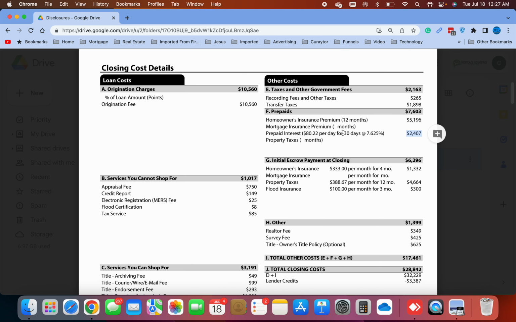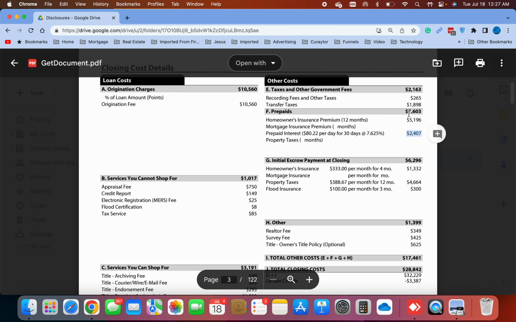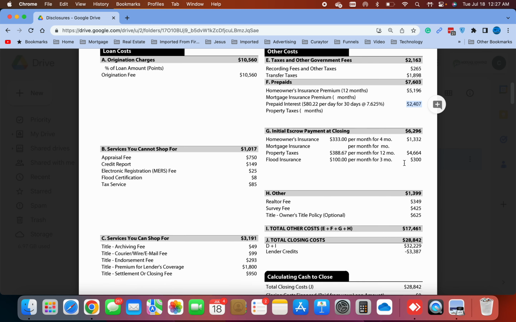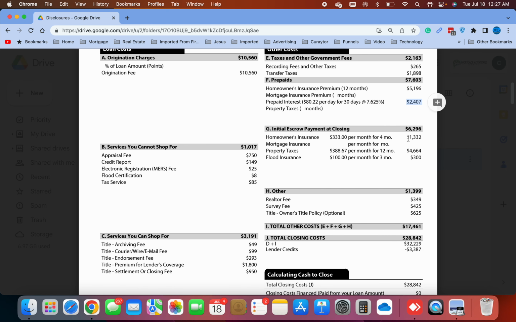So you've got 30 days to cover for the whole month of August, right? Because you close on the 2nd. That equals $2,407. If we add those two fees, equals $7,603. And then you have over here your homeowners insurance.